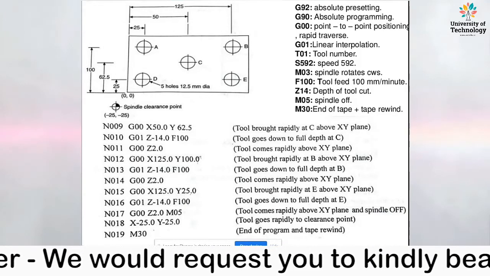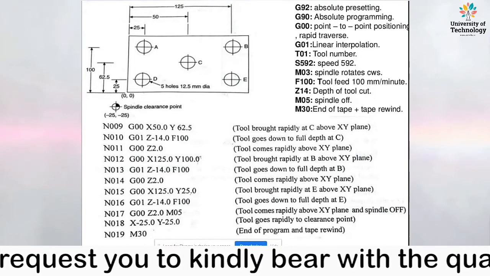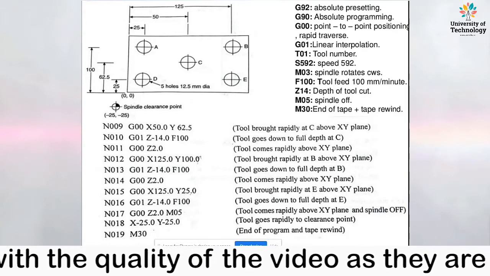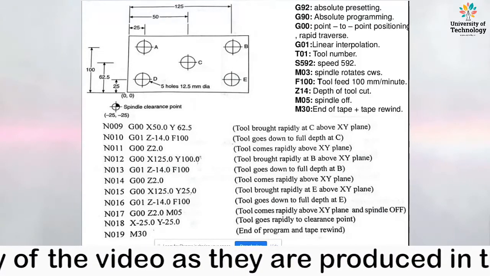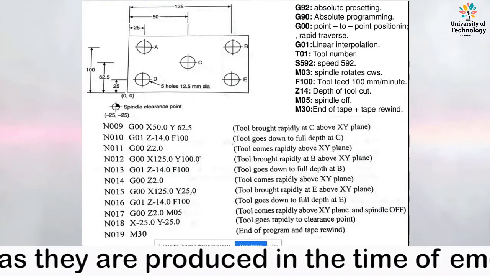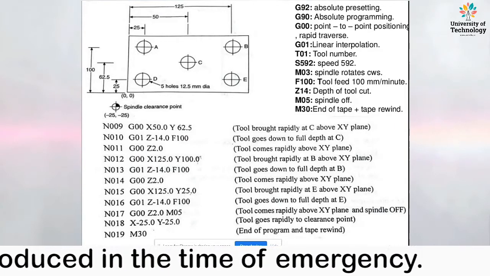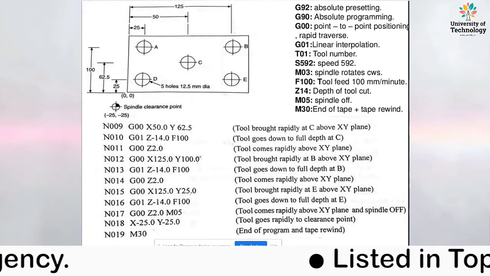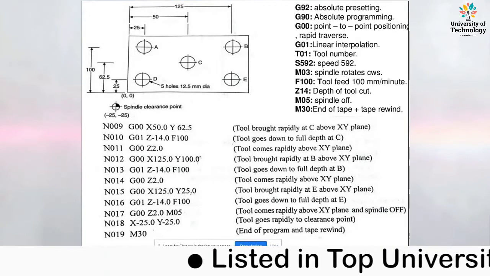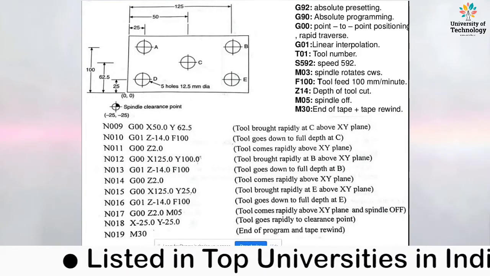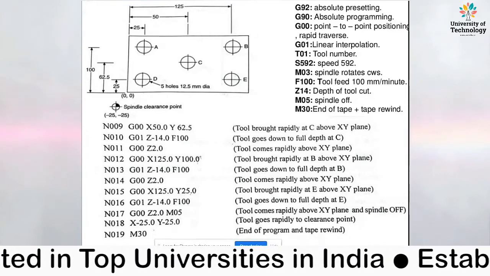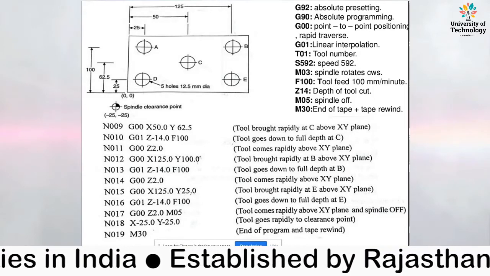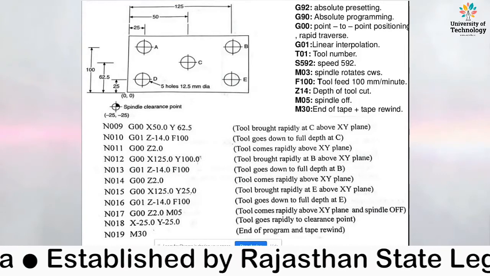Again in line N009, G00, point to point motion, X50 and Y62.5. The tool is brought rapidly to C above the XY plane, where we want to drill hole C. N010, G01, Z-14, F100. The tool goes down to full depth at C. Again N011, G00, Z2. The tool comes rapidly above the XY plane.